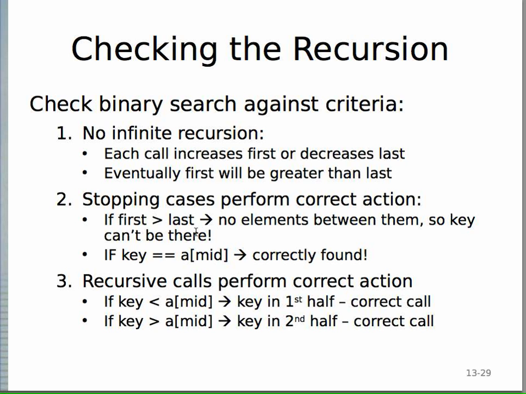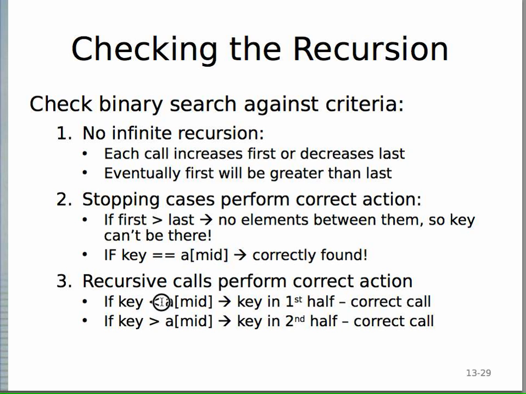If first is bigger than last, there's no elements to search, therefore a key cannot be in that list, and you're done. The other possibility is that the key is exactly in the middle, and you found it. Okay, so you make sure you have the stopping cases. In this case, we do. And then make sure that the recursive calls perform the correct action.